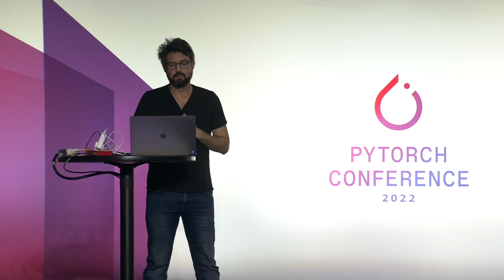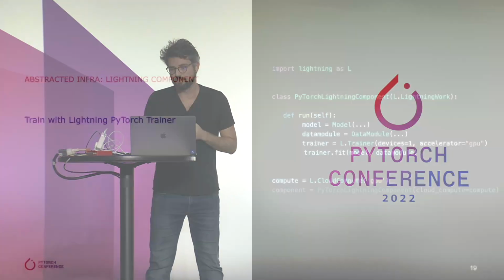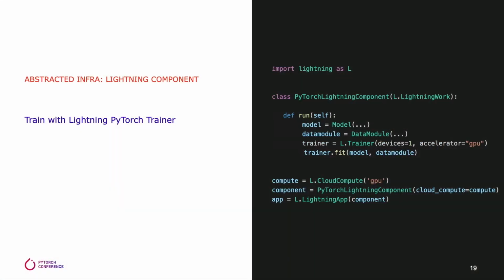It's also possible to use a Lightning PyTorch trainer directly with a framework. So you just subclass the work. In the run method, you just put your PyTorch Lightning code, so the data module, the module. You get the trainer, and you simply fit the model on the trainer. So here again, we have this cloud compute, which is passed to the component. We pass the component to the app, and with the CLI, we can run it in the cloud.